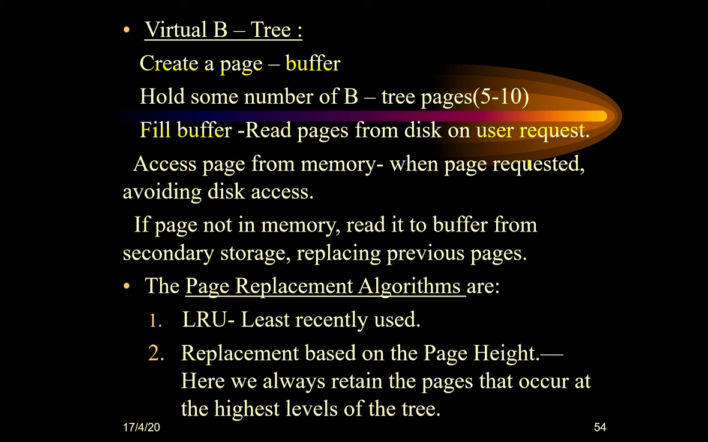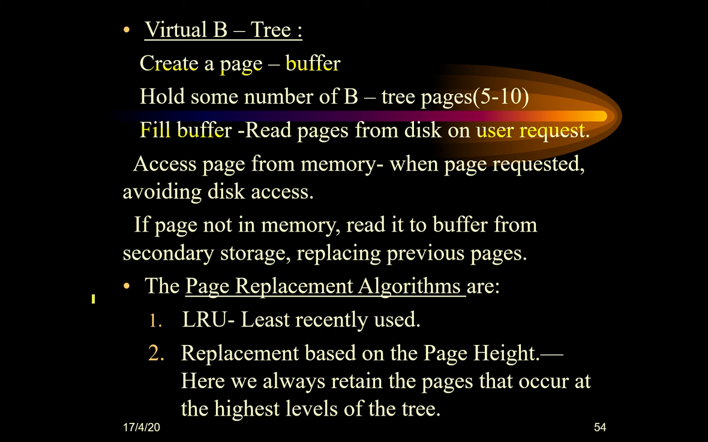Based upon the user request, every time it makes a request to the secondary device and reads the page. Consider the case where it goes to the memory and that particular page is not available. What happens? It goes back to the secondary storage, loads it to the memory and then uses it. So what is a virtual B-tree? This technique of paging a list of pages inside my memory so that page faults can be reduced is known as a virtual B-tree.